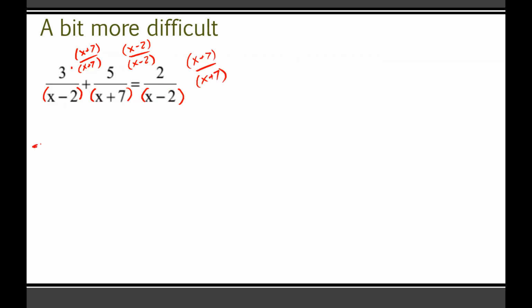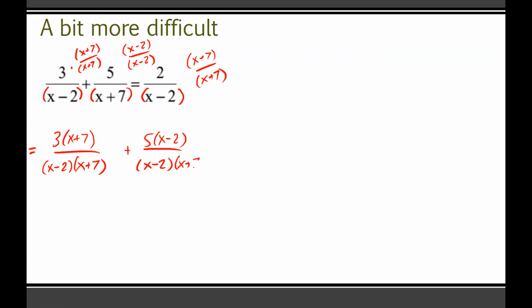Let's write this out just so it's a little bit more clear. That was a terrible equal sign. Hold on. There we go. That's better. This is going to be 3 times x plus 7, over x minus 2 times x plus 7, plus 5 times x minus 2 over x minus 2 times x plus 7, equals 2 times x plus 7 over x minus 2 times x plus 7.